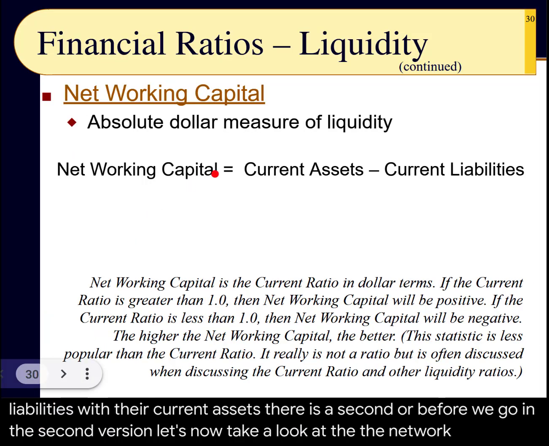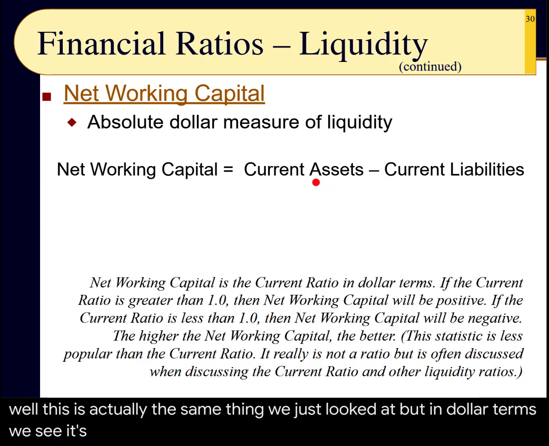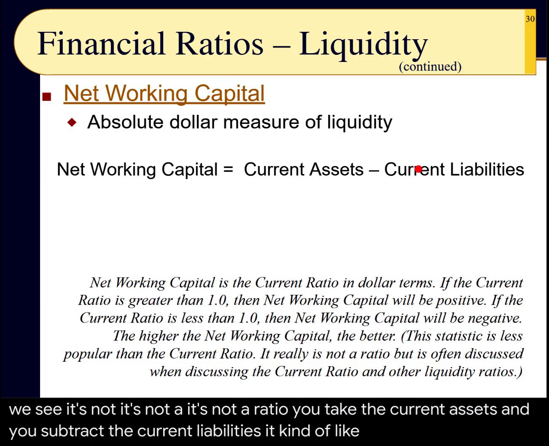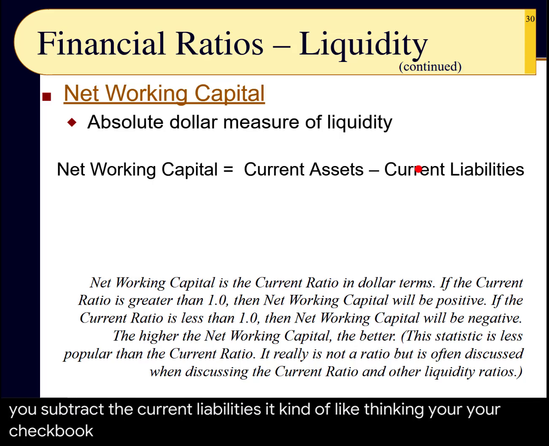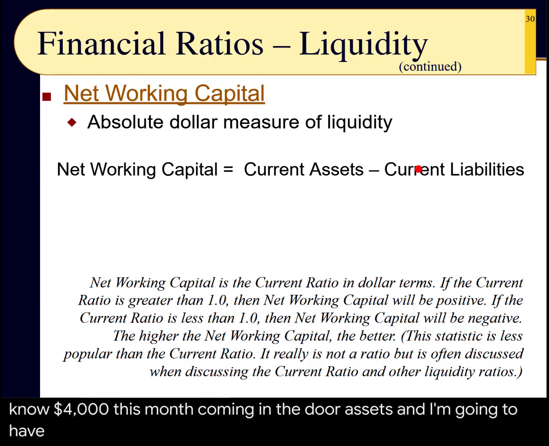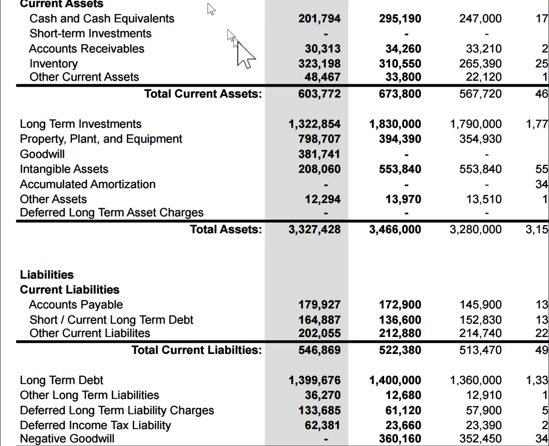the net working capital. Well, this is actually the same thing we just looked at, but in dollar terms. It's not a ratio. You take the current assets and you subtract the current liabilities. It's kind of like thinking of your checkbook at the beginning of the month. Okay, I'm going to have $4,000 this month coming in the door in assets, and I'm going to have $3,400 in current liabilities. I'll have a net working capital of a positive number, $600. Well, in this case, it's millions of dollars. So we take the $603 million and subtract the $546 million, and you get about $57 million. So they have plenty of net working capital.